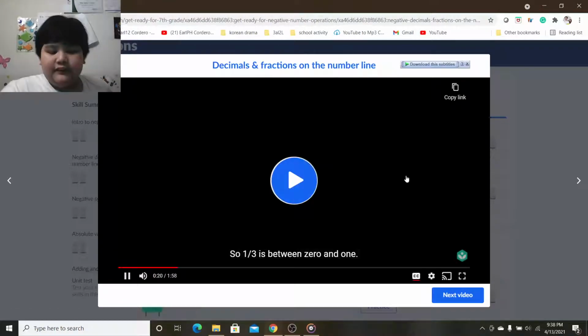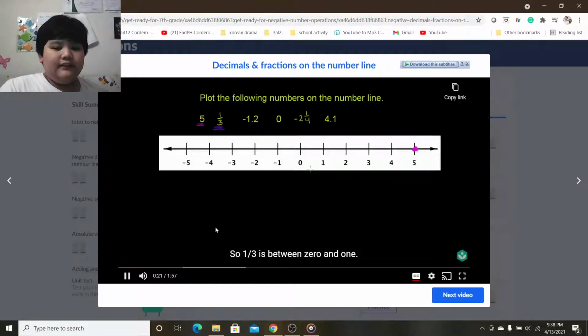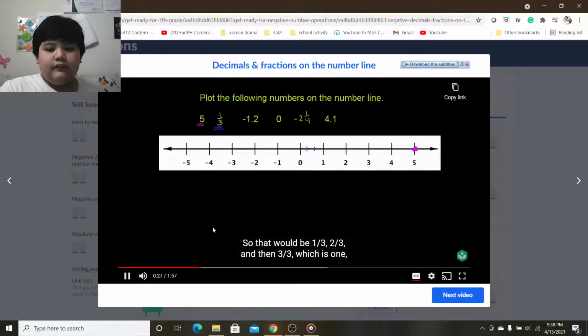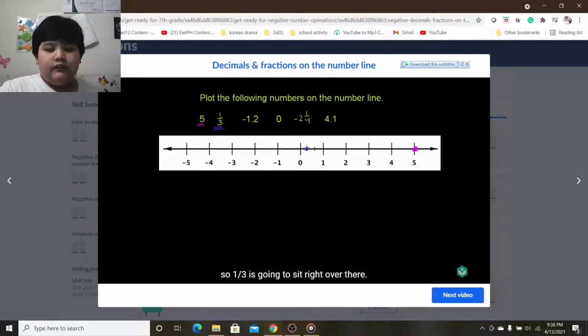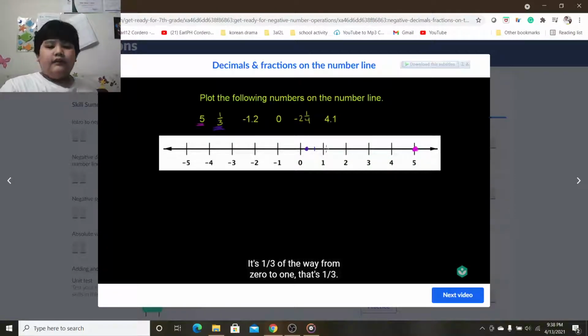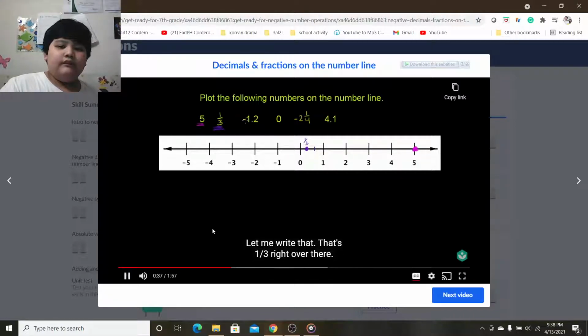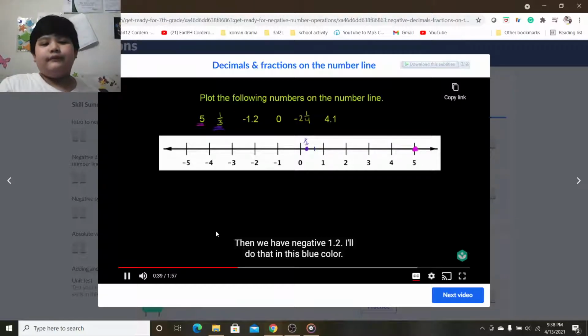Decimals and fractions, between 0 and 1. And we can actually split this into thirds. So that would be 1/3, 2/3, and then 3/3, which is 1. So 1/3 is going to sit right over there. It's 1/3 of the way from 0 to 1. That's 1/3 right over there. And we have negative 1.2. I'll do that in this blue color.